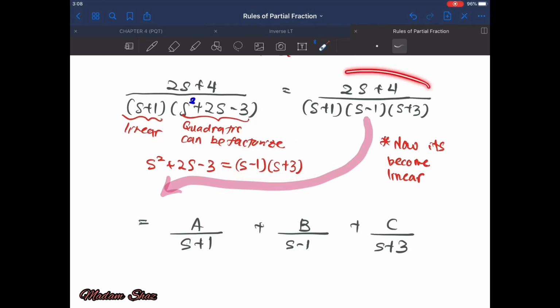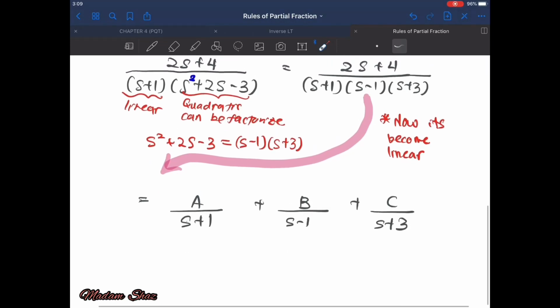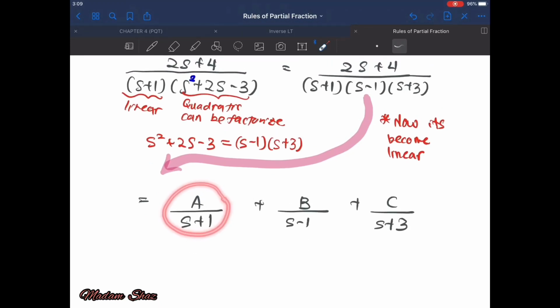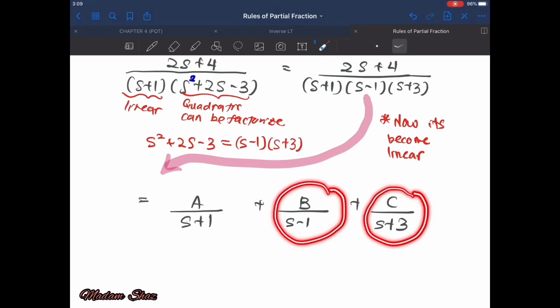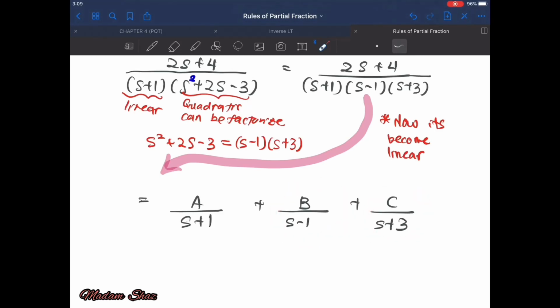So our original expression changes into (2s + 4) divided by (s + 1), which is a linear term, (s − 1), a linear term, and (s + 3), also a linear term. So now everything becomes a linear term. Our partial fraction will become A over (s + 1), B over (s − 1), plus C over (s + 3). Okay, so this is how you write your partial fraction if you have linear terms.